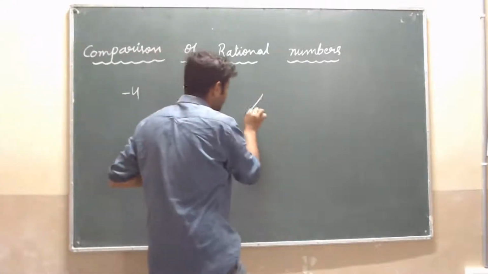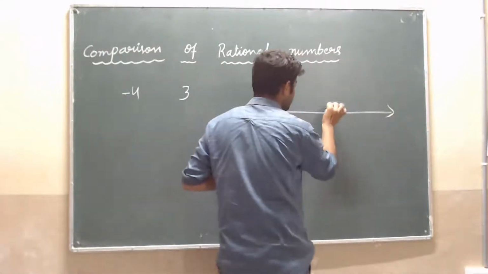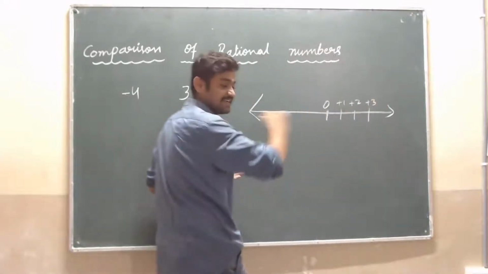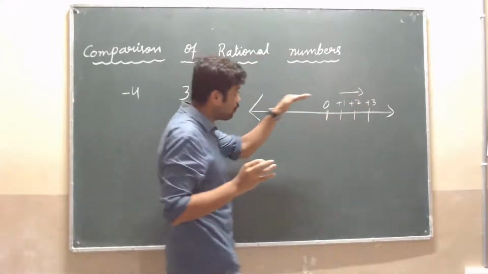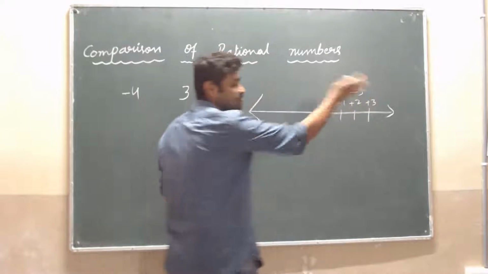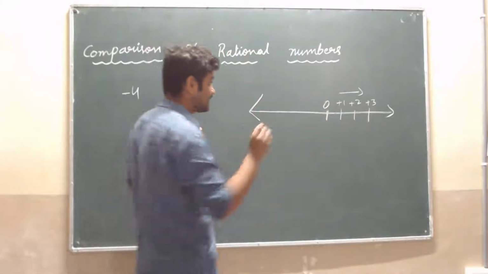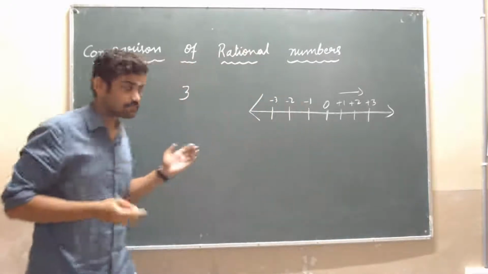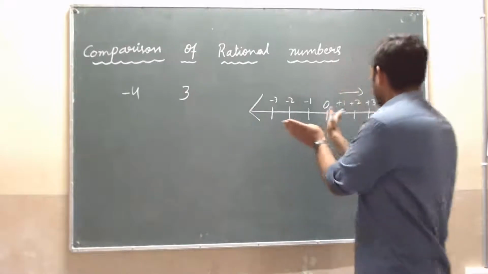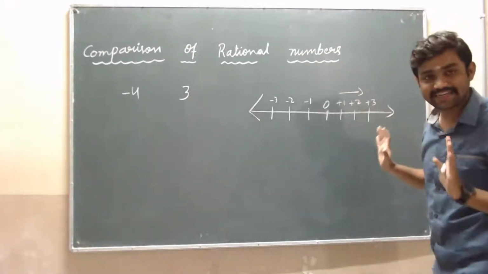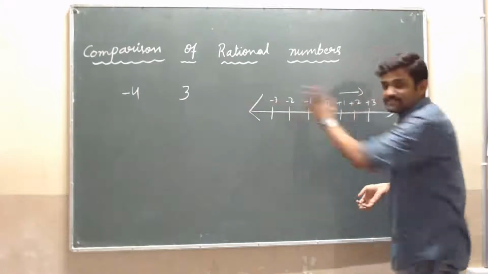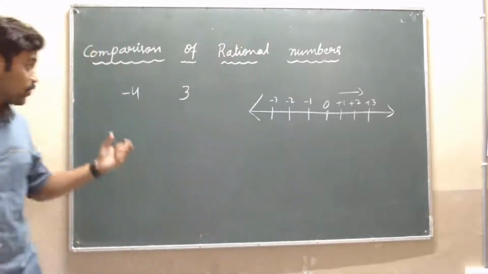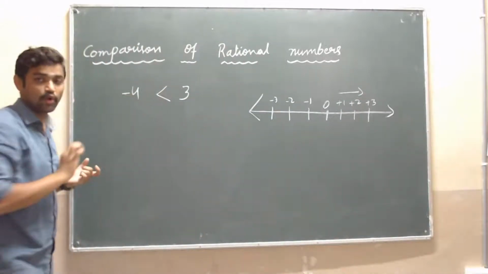Why? Because in the number line, 0 is here and +1 is here on the right side. As we move to the right side, the numbers will increase. As we move to the left side, the numbers will decrease. This is about the number line. Then which one is smaller here? Simply, -4 is smaller than 3.